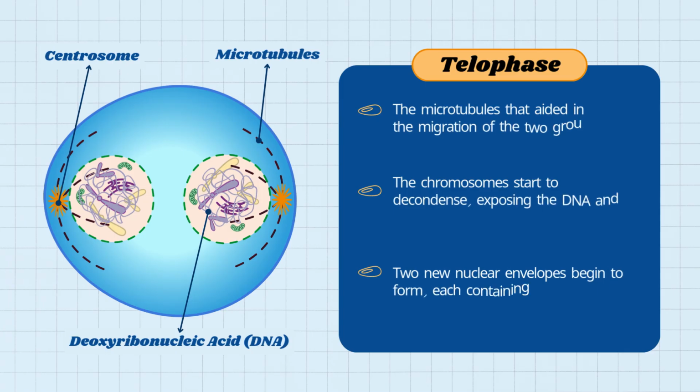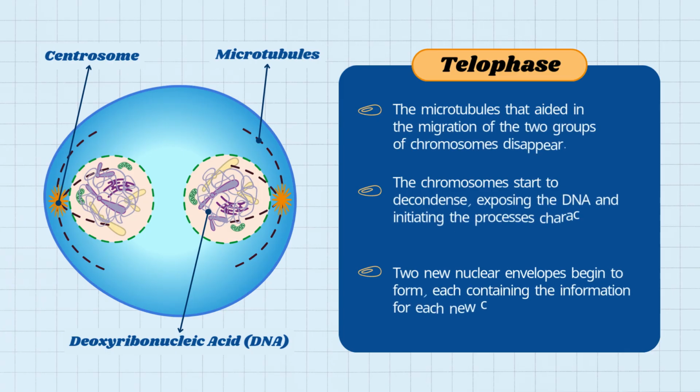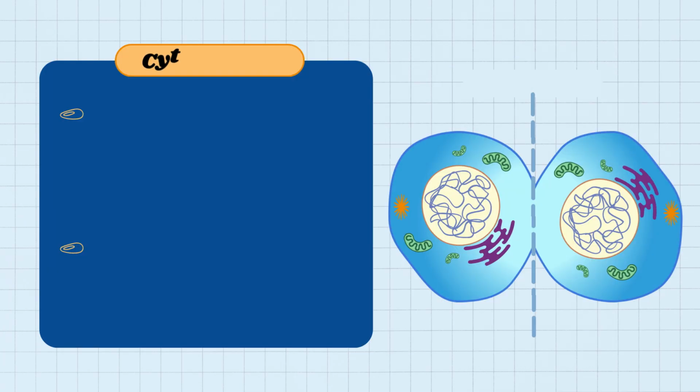Telophase. The microtubules that aided in the migration of the two groups of chromosomes disappear, and the chromosomes start to decondense, exposing the DNA and initiating the process characteristic of an independent cell. Two new nuclear envelopes begin to form, each containing the information of each new cell.